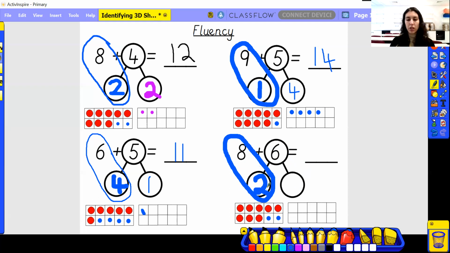So 8 plus 2 equals 10. But I didn't want to just do 8 plus 2. I wanted to do 8 plus 6. So how many more blue counters do I need to add to make sure that there are 6 blue counters being added in total? Well, 2, 3, 4, 5, 6. So I had to add 4 more counters there. So 8 add 2 equals 10, and 10 add 4 equals 14. Well done if you got those right.